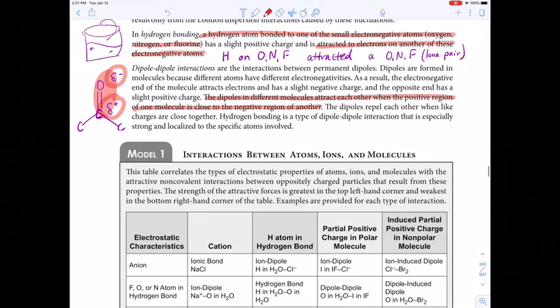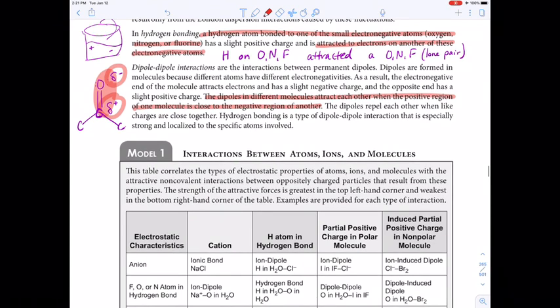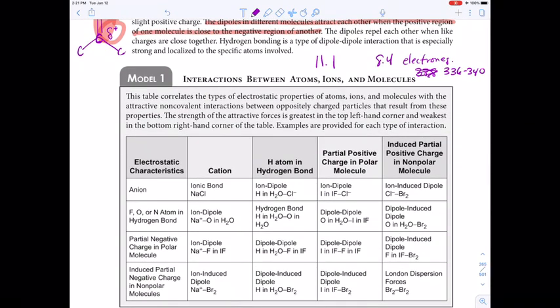If you need to do some more reading on that, check out section 11.1 in your textbook. It goes much more in depth. You can also check out section 8.4 in your textbook for electronegativity. That's on page 338 or so. Actually starting on page 336, 336 to 340. Okay, if you need more help, you can check those out, or you can ask me.